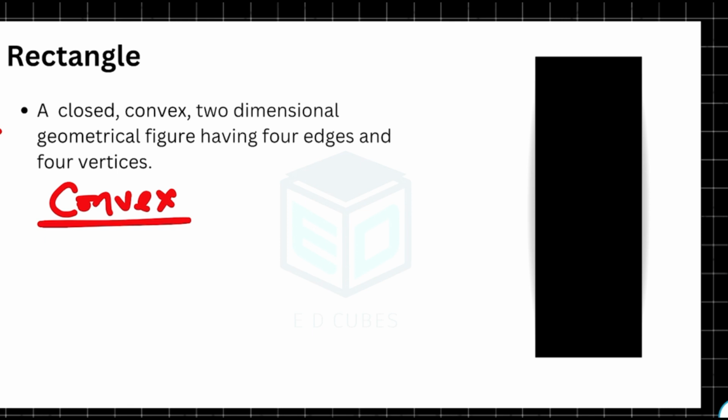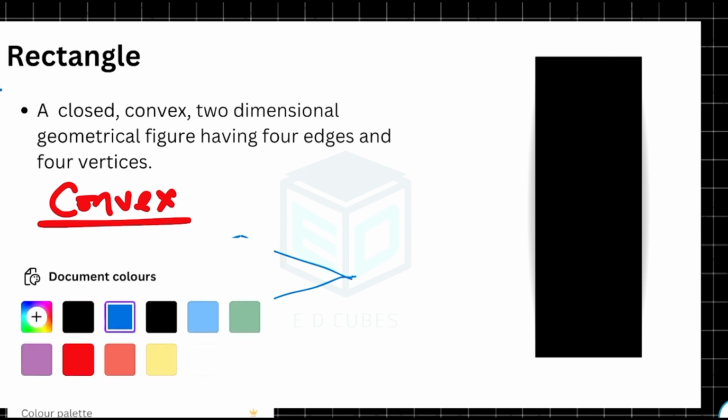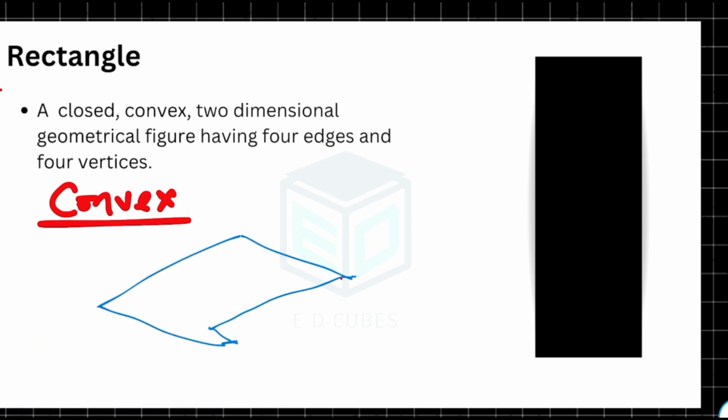Now, convex. A convex figure means a closed figure where there is no pair of vertices, no pair of corners, for which the line joining them lies outside the figure. See here, the line joining two corners is lying outside the figure. That is why this figure is not convex.